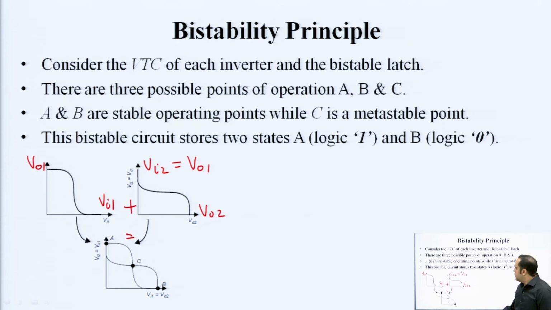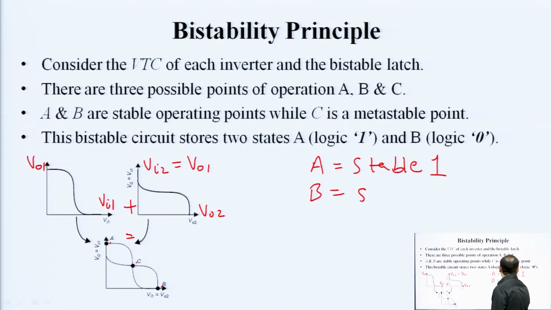Now, I have defined 3 different regions of operation. This is known as point A, this is point B, and this is point C. Points A and B are your so-called bistable states. At either point A or point B, either Vi2 is 1 and here VO2 is 0. Here, A represents a stable 1 and B represents a stable 0.